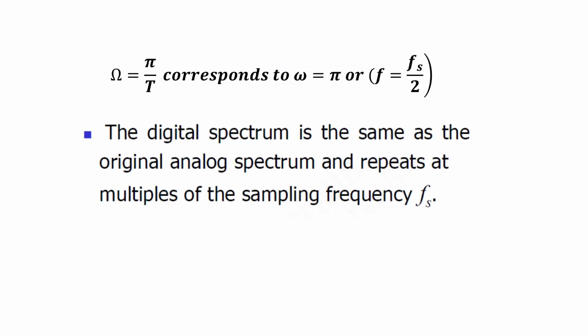Now let's take the second case. This is big omega equal to pi by T. This is the derivation explanation I have given to you. Actually, big omega equal to pi by capital T corresponds to small omega equal to pi, or f is equal to Fs by 2. Very easy to derive. Take big omega as 2 pi Fa, and digital frequency as 2 pi Fa divided by Fs, or take small omega equal to big omega into capital T. This is an important result. The digital spectrum is the same as the original analog spectrum and repeats at multiples of the sampling frequency.